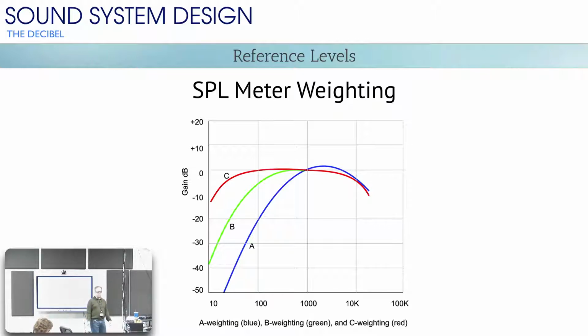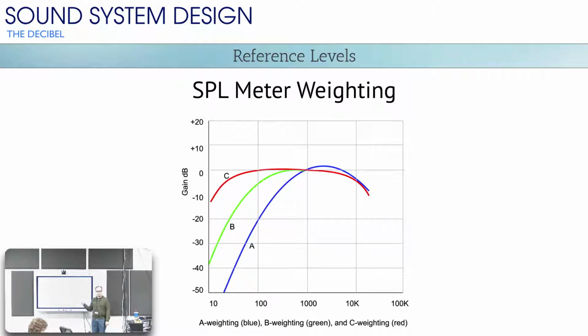When we say dB SPL, we're talking about decibels referenced to what? Sound pressure level, which is, and what is the reference level for that? 20 micropascals. Okay? 20 micropascals. So when I say it's 100 dB SPL, I mean it is 100 dB more than 20 micropascals. Okay?